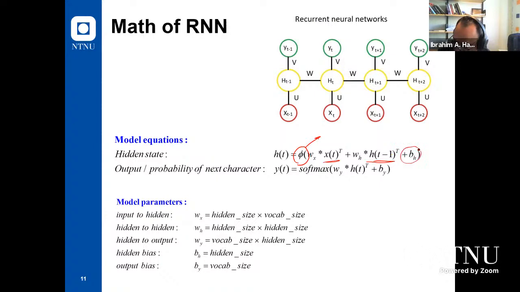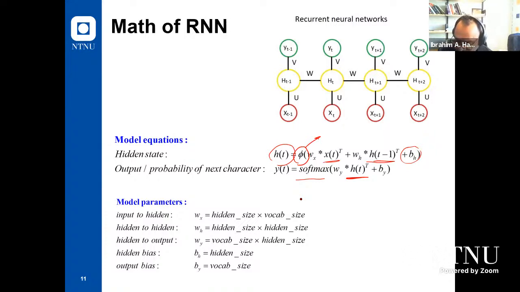This is the bias. And once you calculate or update the states, you can calculate or update the output. The output will also be a nonlinear activation function of the current state. So it will be omega y times h plus by. This function will be softmax, for example, if you are calculating the probability of the next character. So this is also a hyperparameter which you need to decide.